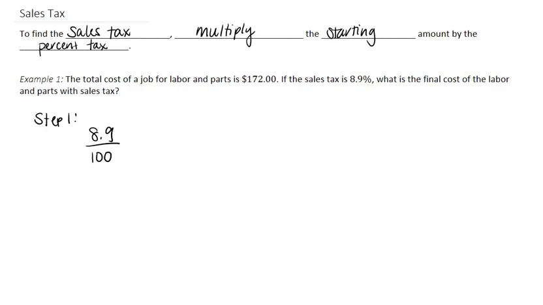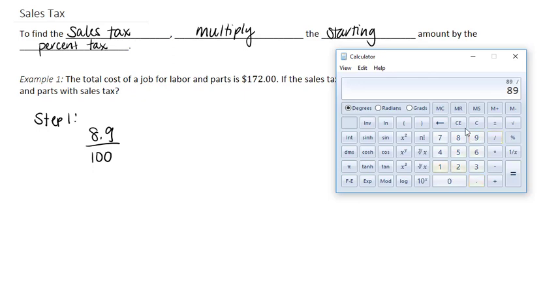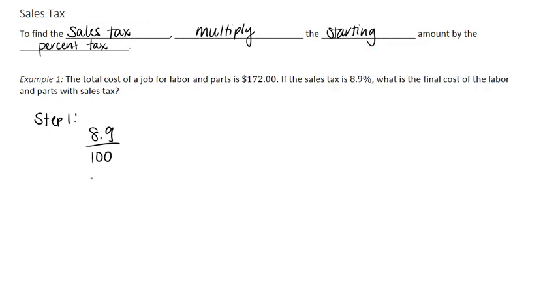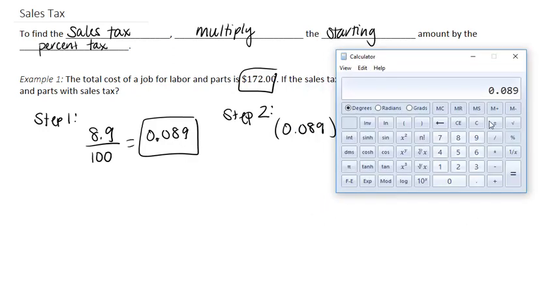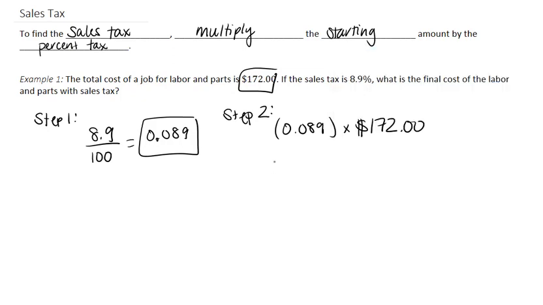So if we go ahead and go 8.9 divided by 100, we get 0.089. Step 2 is to now multiply this number times our starting number. So we can go ahead and do that. Multiply this number by 172 and we get 15.31, because we're just going to round to the nearest hundredth, because this is money, so we go to the nearest cent, which is the hundredth.